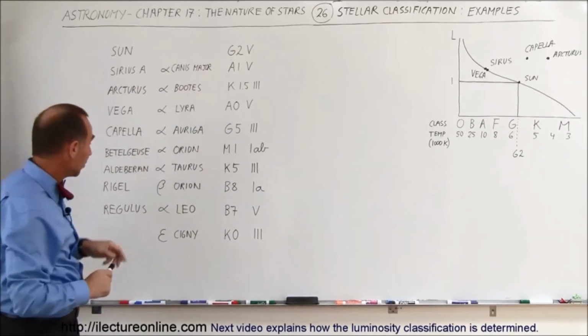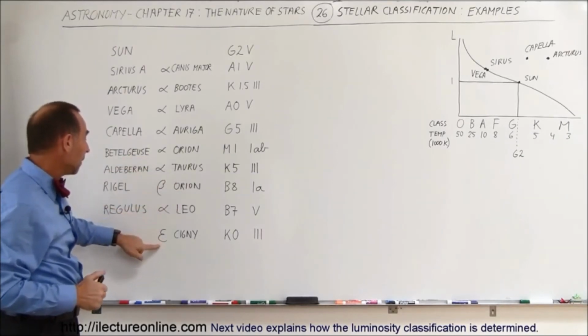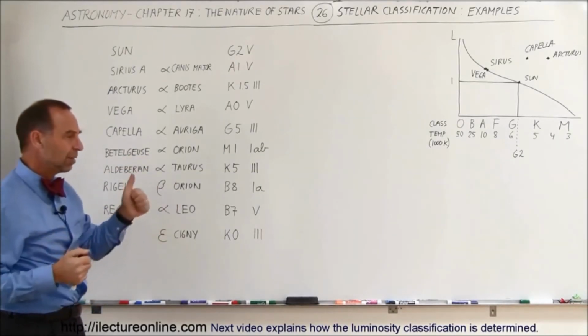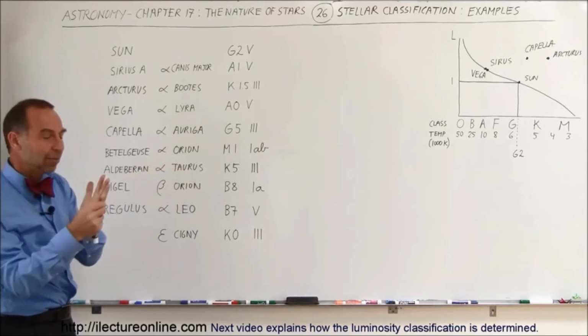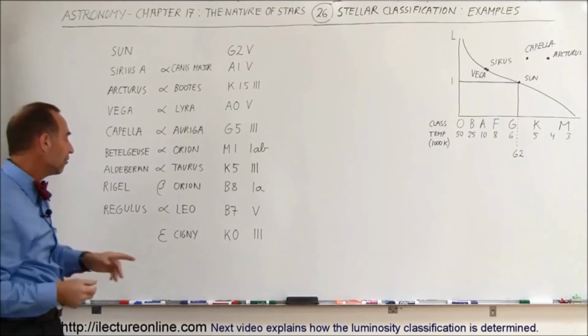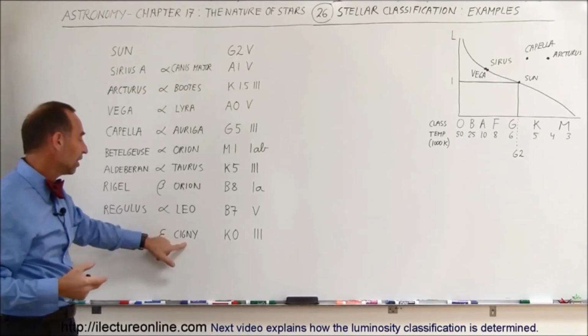constellation. Now here's an example where we have Beta Orionis, and here we have Epsilon Cygni. Let's say we have alpha, beta, gamma, delta, epsilon. Epsilon is the fifth letter in the Greek alphabet, which would indicate that this star is the fifth brightest star in the constellation Cygnus.